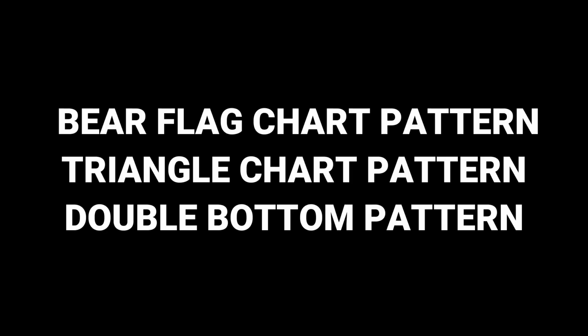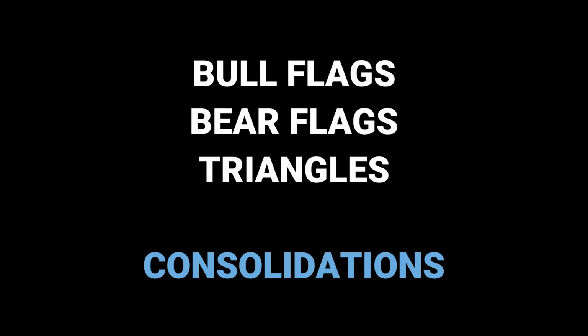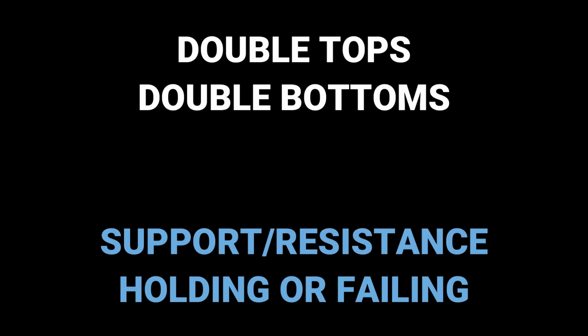The bear flag patterns, triangle chart patterns, double bottoms. Each of these patterns also have distinct characteristics that can help you identify trading opportunities. My favorite are flags. I like trading those. And now the flag and the triangle patterns, these are a form of consolidation, just like the diamond. The double bottom is more of a support holding or failing type of setup.